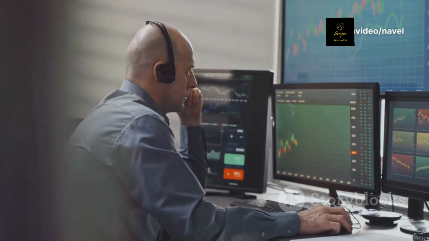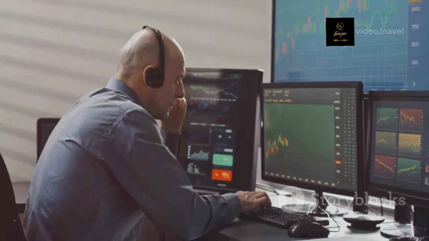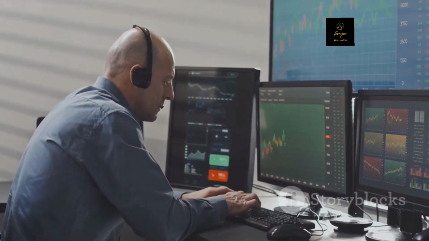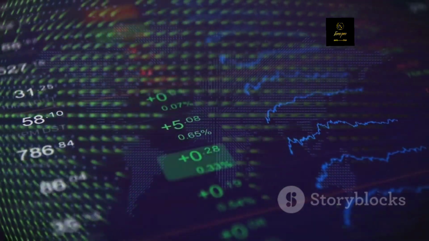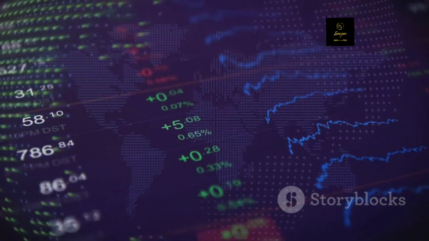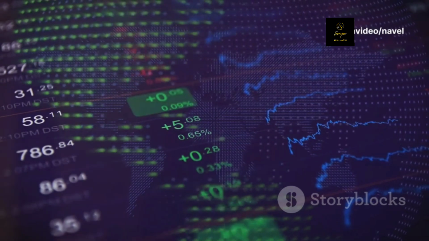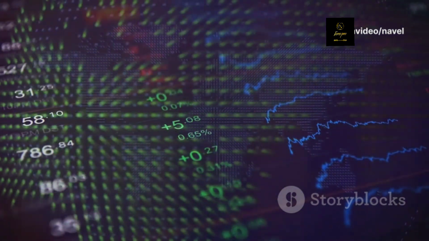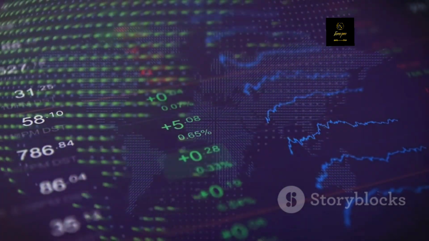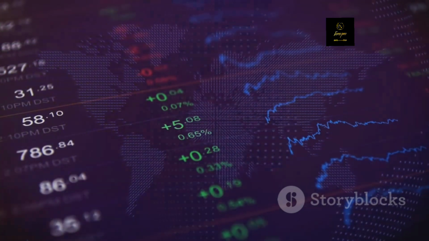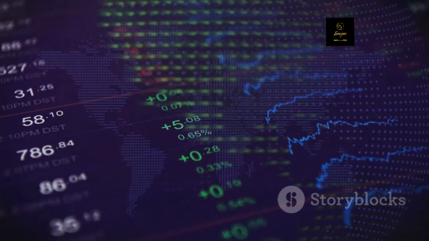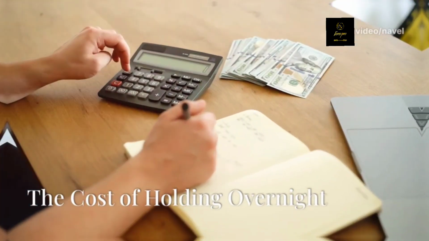It's a way for your broker to protect themselves from the risk of you not being able to cover your losses. Ignoring a margin call can lead to your broker closing some or all of your positions to bring your account back to the required margin level. Managing your risk effectively, using stop-loss orders, and not over-leveraging your account can help you avoid those dreaded margin calls.